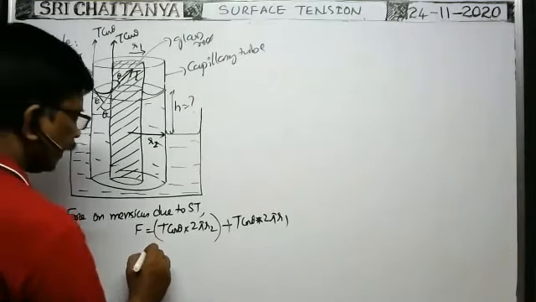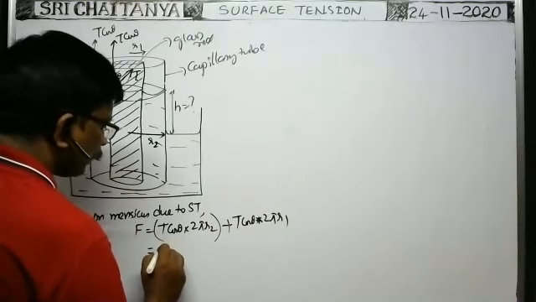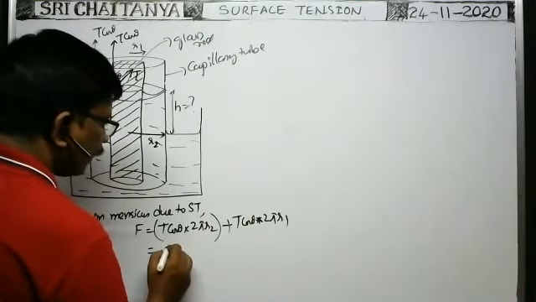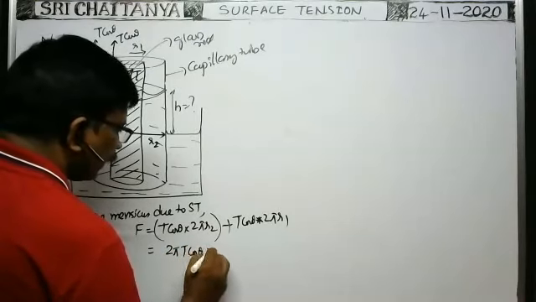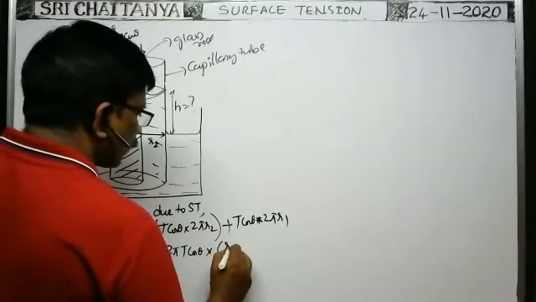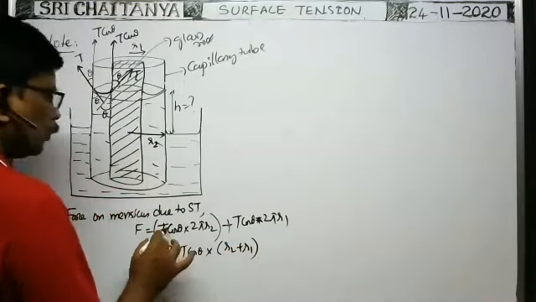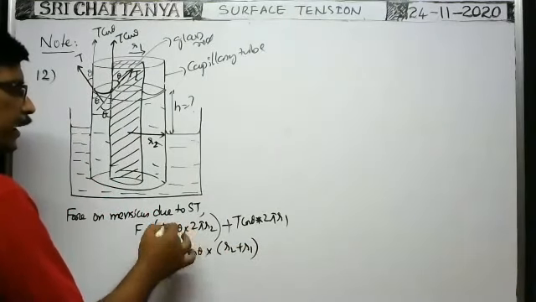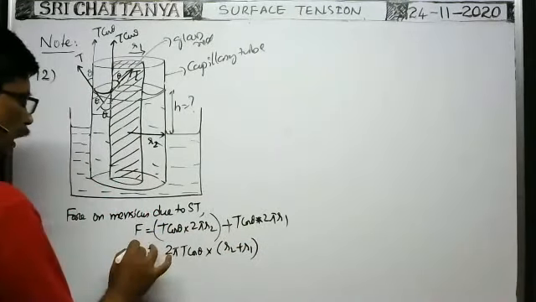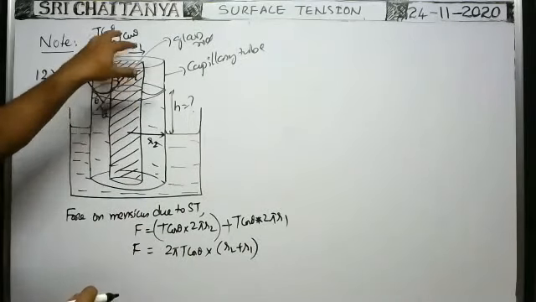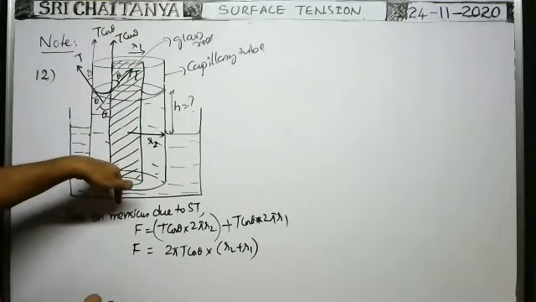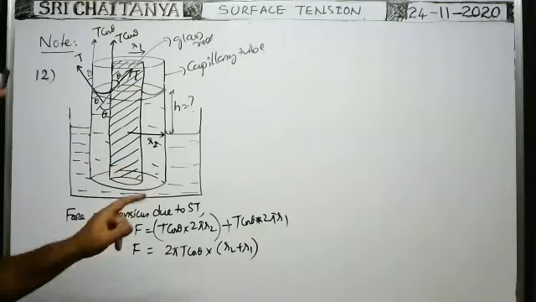Right. In this, you take 2 pi T cos theta common. When you take 2 pi T cos theta common, the remaining is R2 plus R1. This is the force due to surface tension acting on the meniscus in this capillary tube provided with a glass rod symmetrically, which is equal to this one.